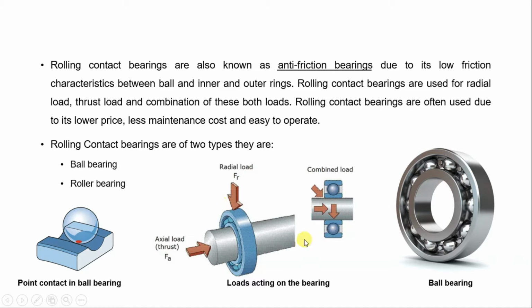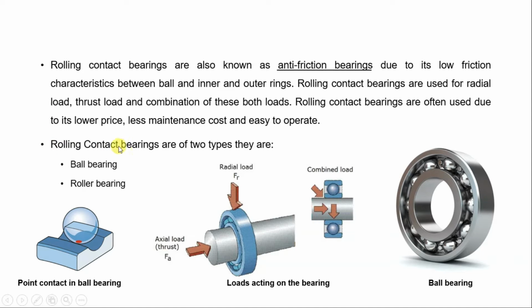The different forces acting on a rolling contact bearing are radial load and axial load. There might be chances that a combination of both loads can be acting at a time on a bearing. Now, as you can see in this picture, in a ball bearing there will be a point contact between the inner rotating element and the races. Because of this point contact, the friction developed in these bearings will be very less. You can say it is negligible.